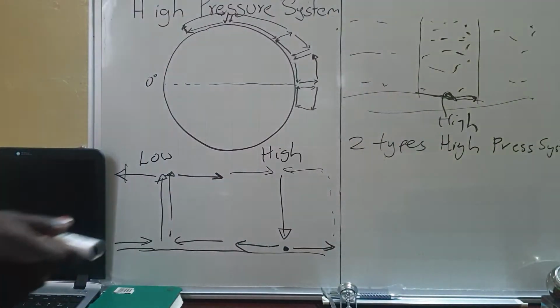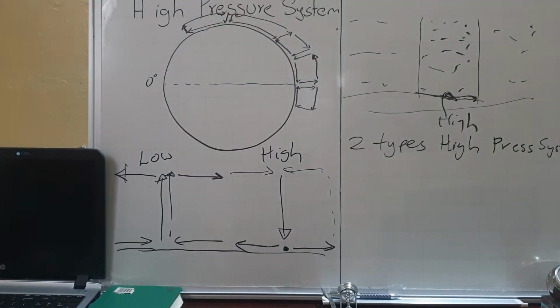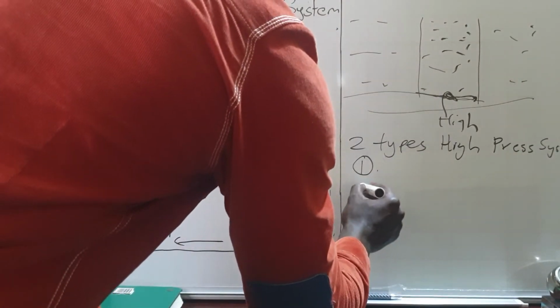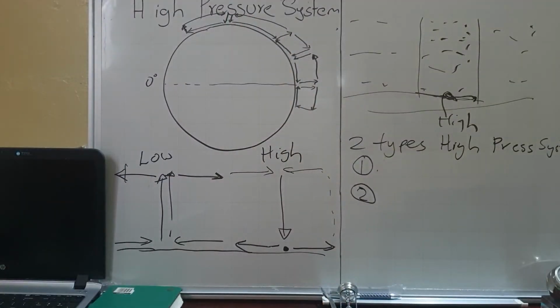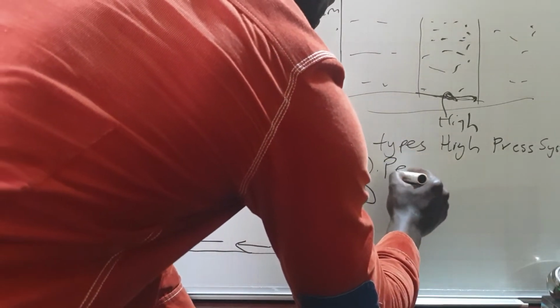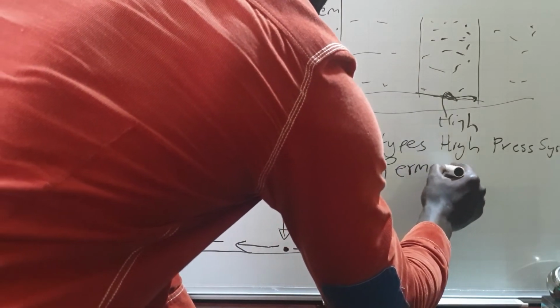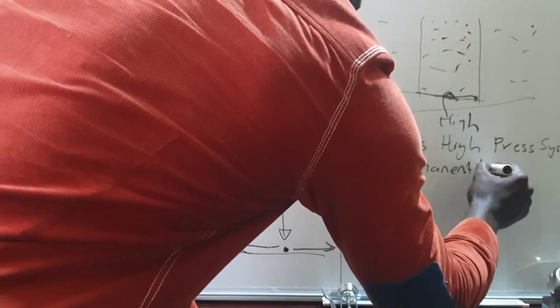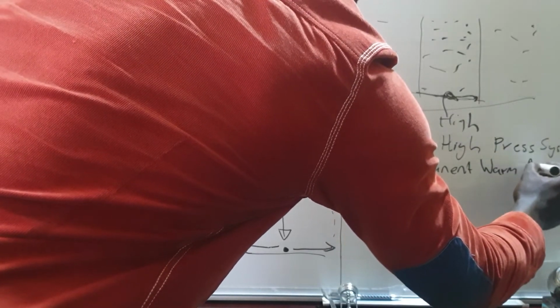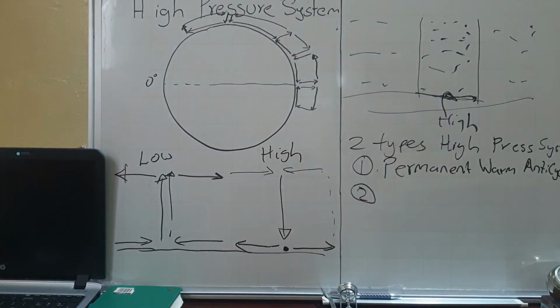So which are these two types of high pressure systems? One of them is a permanent warm anticyclone. You can feel it for yourself, cyclone.